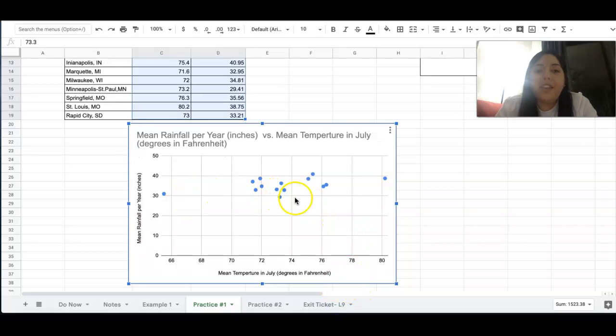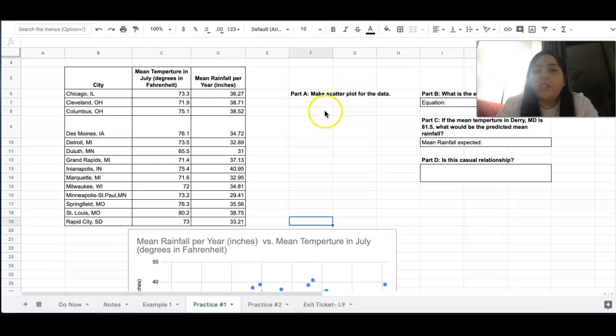So it's kind of making a positive trend. There are some clusters and there's a few outliers, right? It's telling you to find the equation of the line of best fit. So let's go to Desmos.